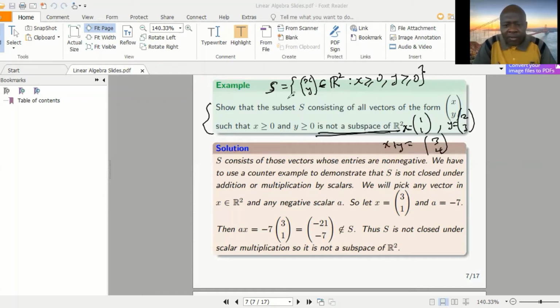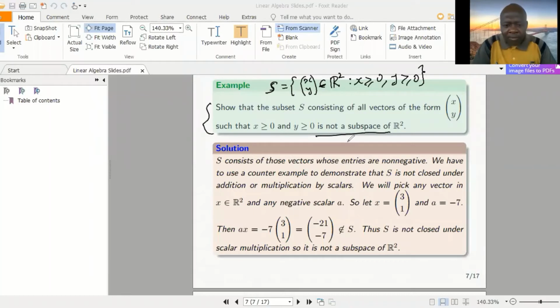And so is this 3, 4 in S? To answer that, you just check to see whether x is greater than or equal to 0. And you can see that the 3 is greater than 0. What about y? Is it greater than 0? Yes, it is. That means this sum is in S. So this second property is satisfied, so I don't need it, because the one I need is the one that will tell me that it's not a subspace. The first two properties have been satisfied. Let me go for the third property and see what I can satisfy.